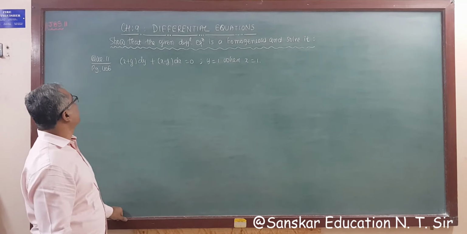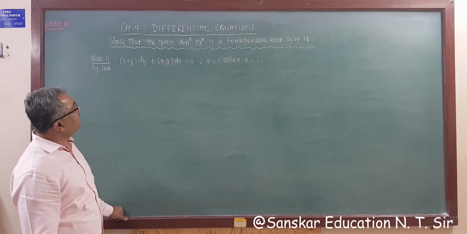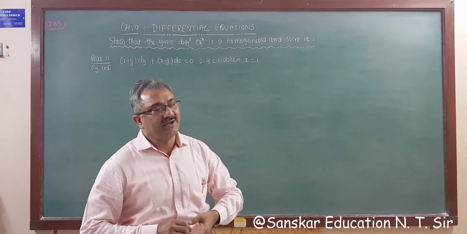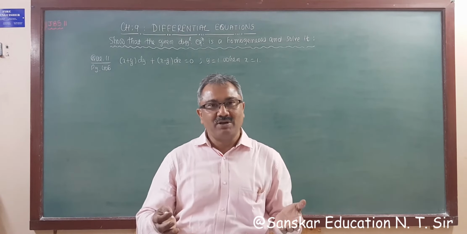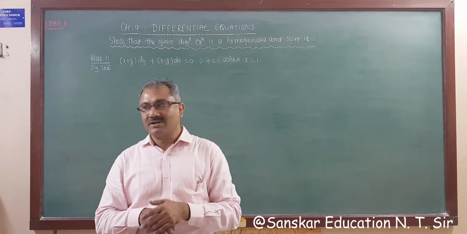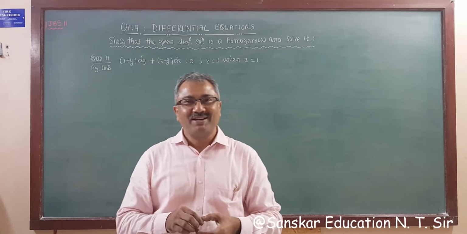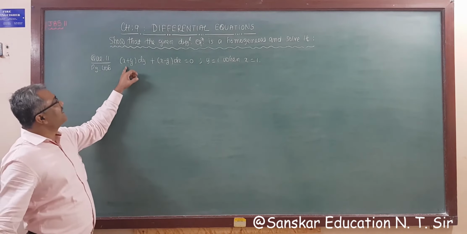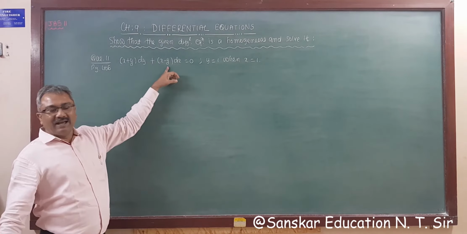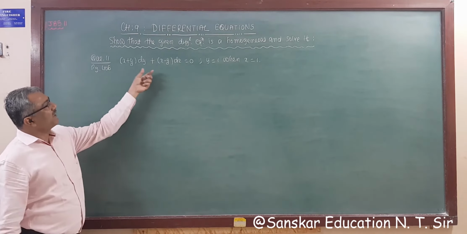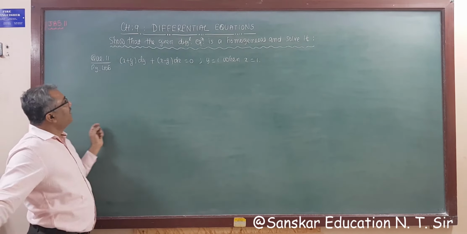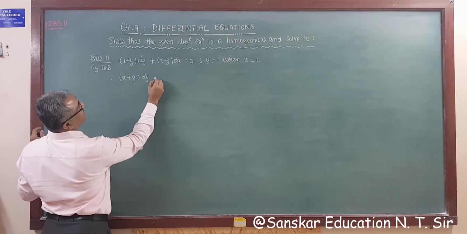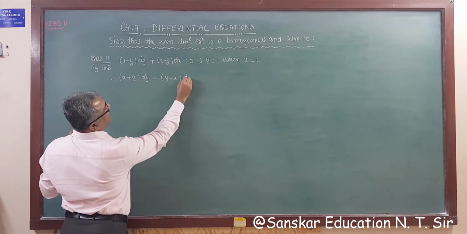Question number 11, page 406. (x plus y) dy plus (x minus y) dx is equal to 0. So initial conditions are given. That means we have to find out the particular solution. Means we have to solve up to general solution, and after getting general solution, we have to substitute initial condition to get a particular solution, right? So this is (x plus y) dy plus (x minus y) dx is equal to 0. So taking these two opposite sign, what we get, this is (x plus y) dy is equal to (y minus x) dx.